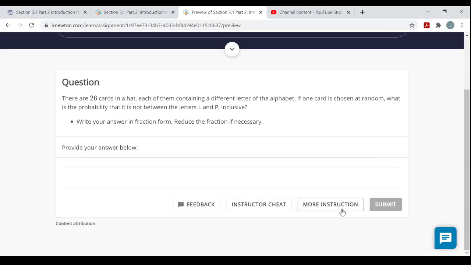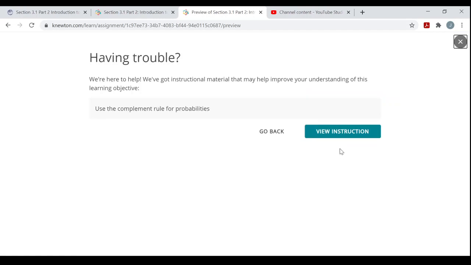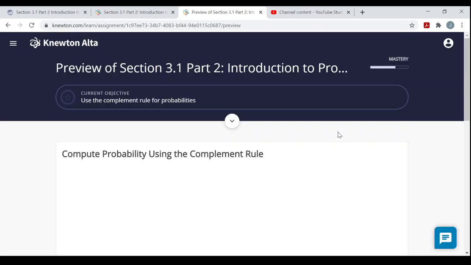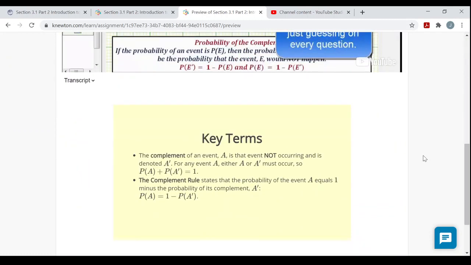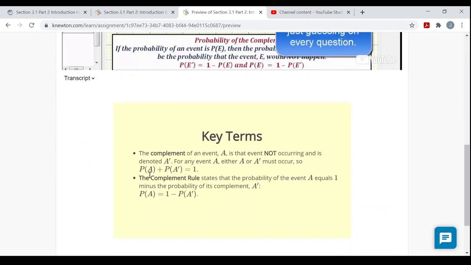So again, first time I'm seeing this objective, I'll go show you the more instruction here. I think there's a video, yeah. But here's the rule you need to remember. Right here. Or here. I mean, these are the same rule. You just subtract one thing from both sides. So remember, the complement of an event A is the event not occurring, and is denoted by that A prime, right?